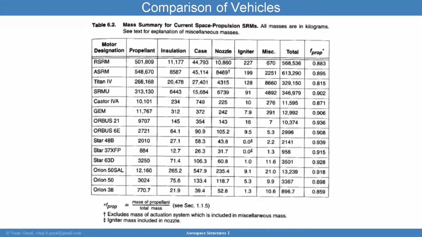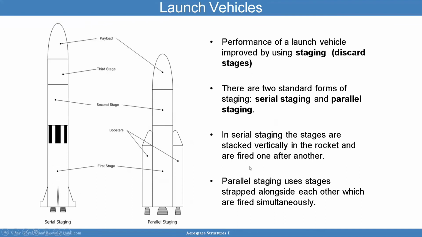Here, what I want to show you is a mass summary for current space propulsion solid rocket motors. And you can see here that the propellant typically has a lot of weight. It contains the most weight typically. And the propellant mass is about 80 to 90% of the whole vehicle, with the majority of the remainder going to the case and the nozzle. The other components tend to be of less mass.